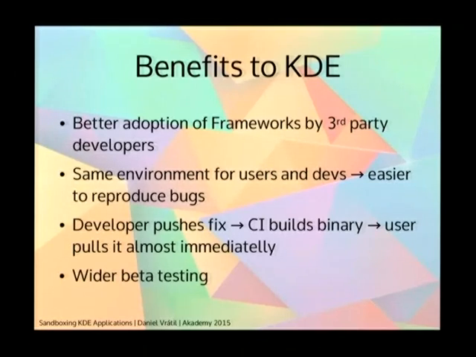Same environment for users and developers, I already mentioned that. It's easier to reproduce bugs. That's something we would really like to see in KDE, right? For us as KDE, a developer pushes a fix to Git, triggers the CI build, we already have that. It does the scans and whatnot. It could also build a bundle of this snapshot and publish it to some repository, and the user could immediately pull it and test whether the bug is fixed. They wouldn't have to wait for distributions to maybe pick up the patch and backport it to the version they now have, or maybe update the application to the next release, which will happen in half a year's time, right?